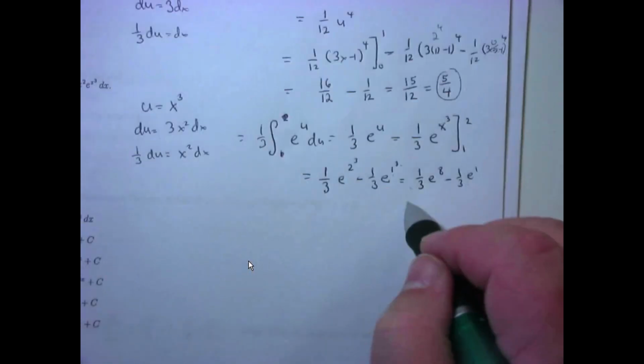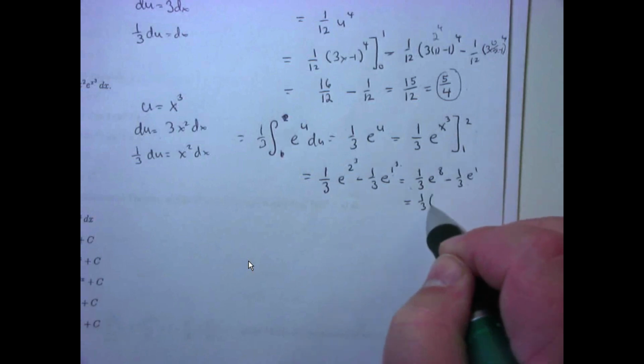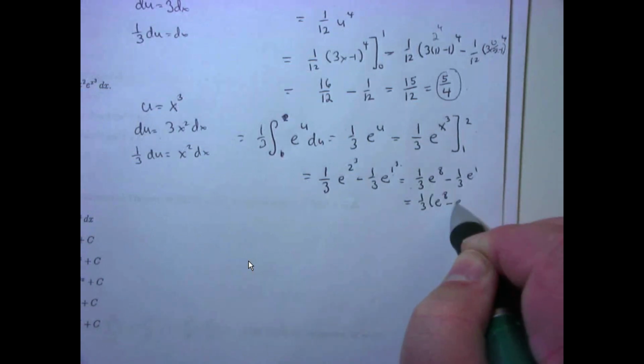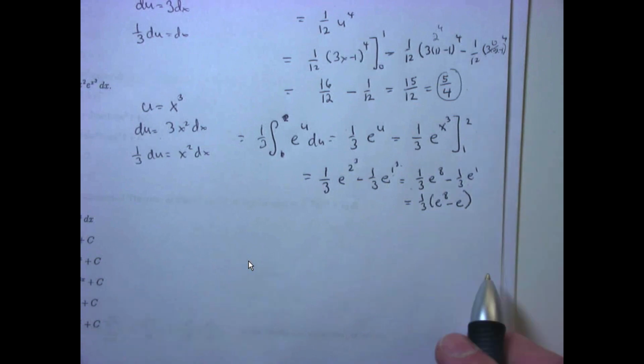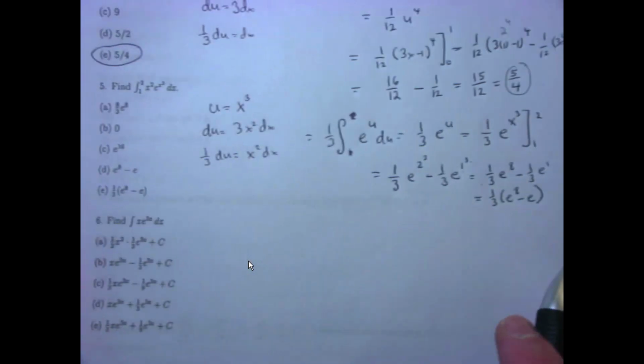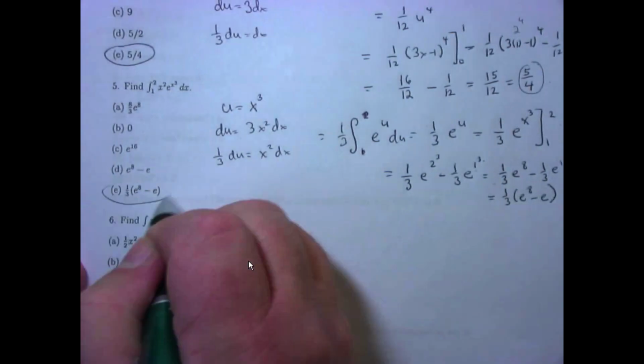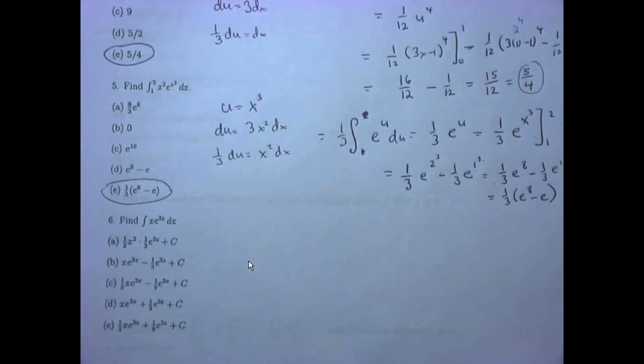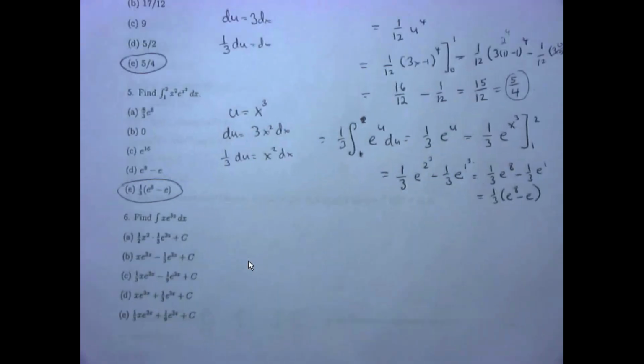And what do you have in common on this thing is a third. I'm trying to get it to look like one of my answers here. So this would be 1/3, factoring it out, e to the 8th minus e to the first, which is just e. There's my answer, which happens to be which one of these guys? The answer is e. Does that make sense? Yes, sir.